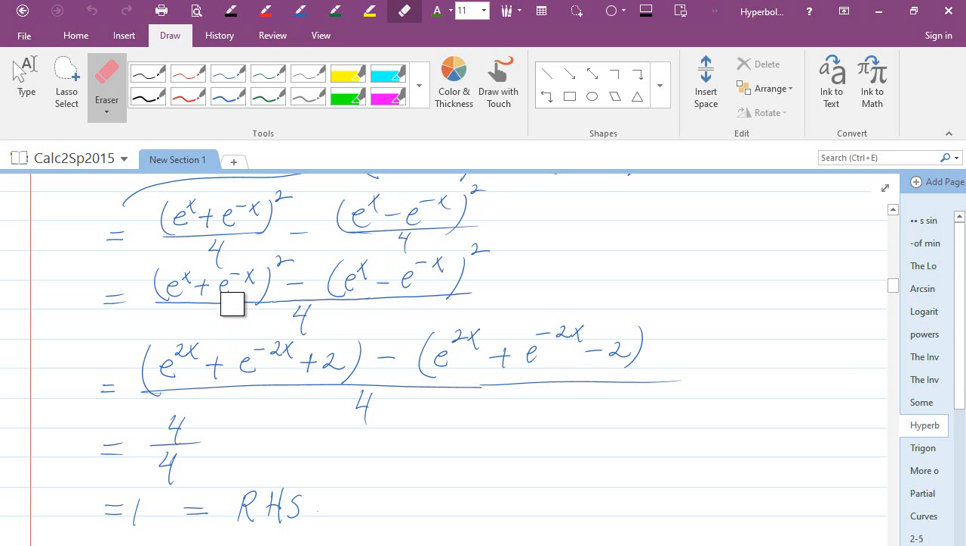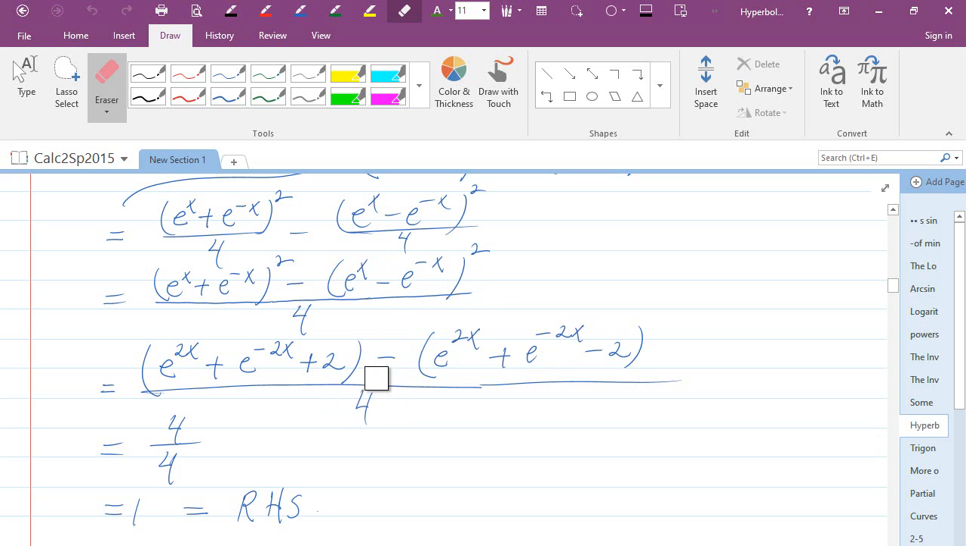And now I'm going to expand each of these squares. So here I get e to the 2x plus e to the minus 2x and then plus 2. If you expand this by using FOIL, you're going to end up with this. Similarly here, when you square this, you get e to the 2x plus e to the minus 2x, and then minus 2.